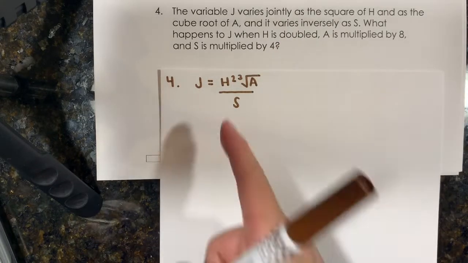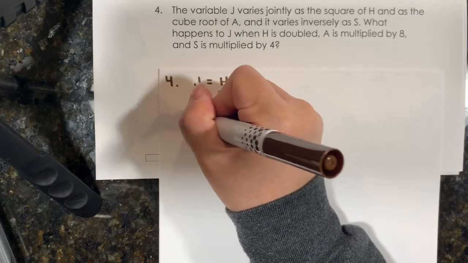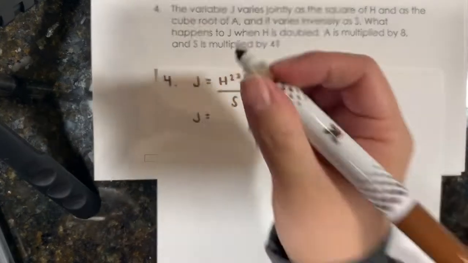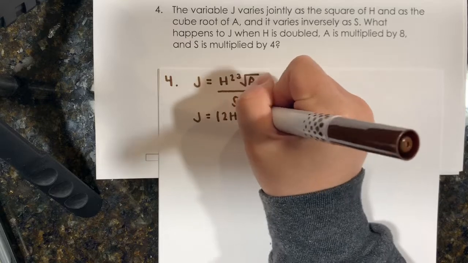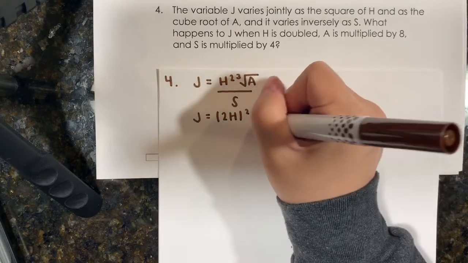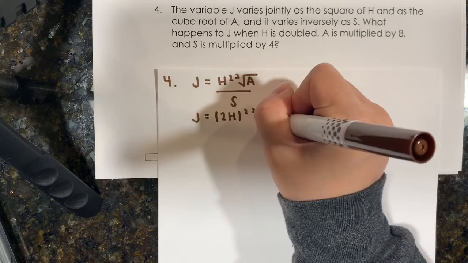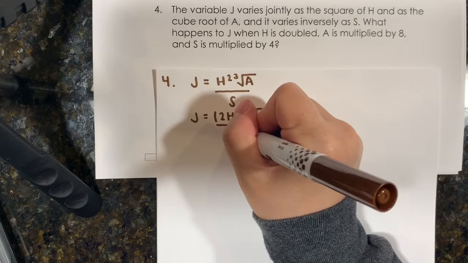Now what I'm going to do is alter the right side. Whatever I do to the right, I would have to do to the left. So it says H is going to be doubled, so I multiply H times 2. Then you're going to multiply A times 8, so the cubed root of 8A, and that's going to be over 4S.